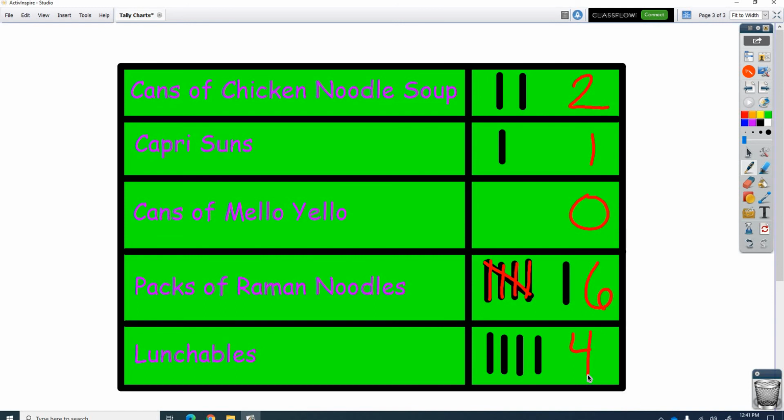Very good. It would be the most ramen noodles because that one has the most tallies. Very good. What about which grocery item do I have the least of? Oh, it's not Capri Suns. It would be the cans of Mellow Yellow. Good, because there's none, and that would definitely be the least. I thought maybe some people would say Capri Suns because it's only 1, but 0 is less than 1. So it would be the cans of Mellow Yellow is the least.